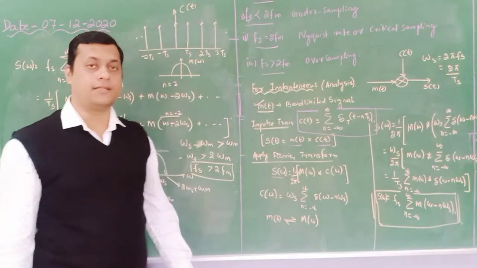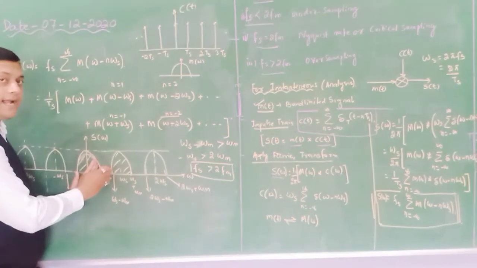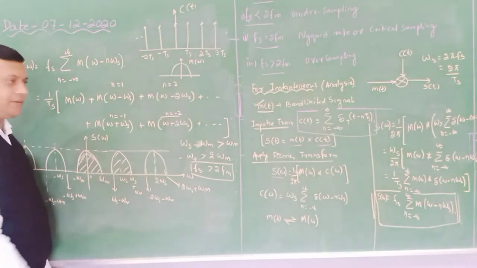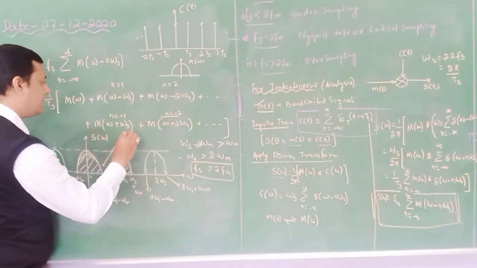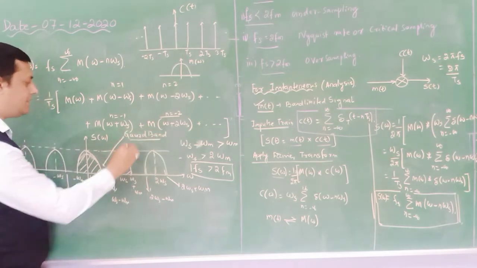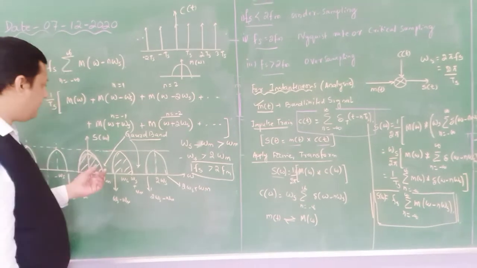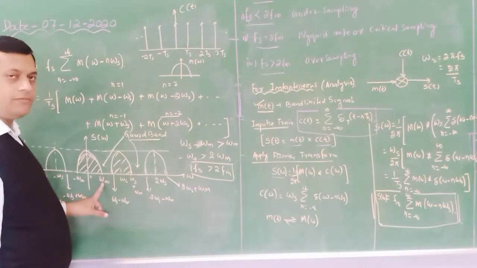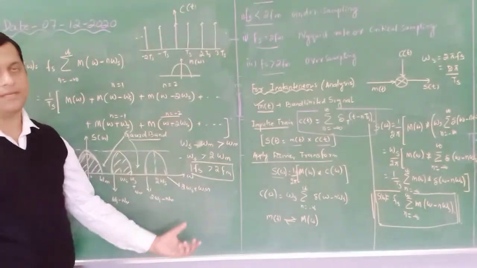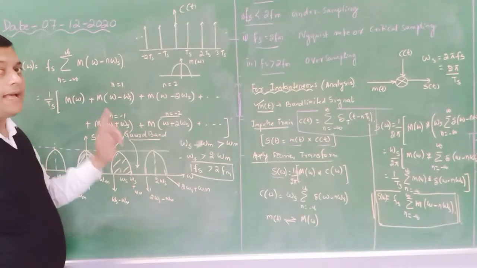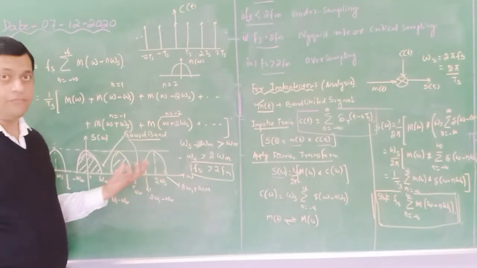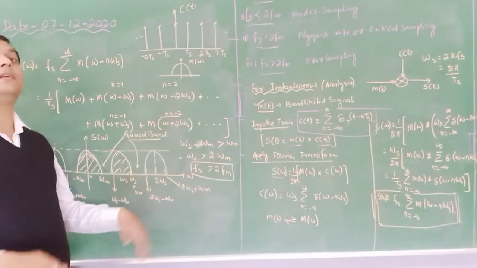If it is oversampling, what is the reason? An additional bandwidth is added in between the two spectrums, between this spectrum as well as this spectrum. This vacant space is called the guard band. Remember this. This is also a guard band. So what is the guard band here? It is from omega_m to omega_s minus omega_m. So what is the bandwidth? Omega_s greater than 2 omega_m. That means when the sampling is done with f_s greater than 2 f_m, none of the spectrums will overlap with each other, due to which no interference is generated.